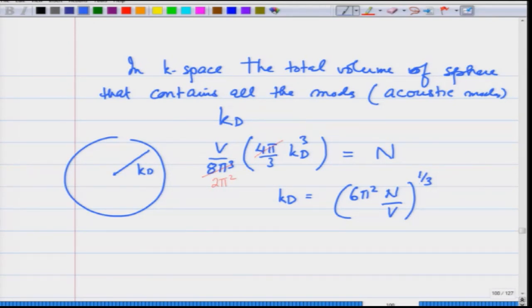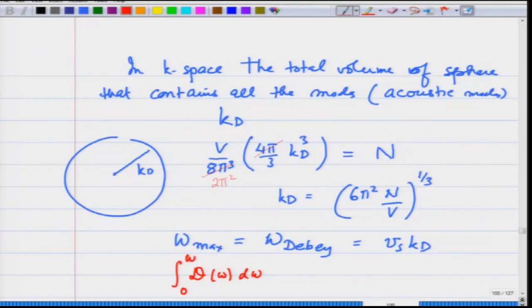And correspondingly, I would also have a omega maximum, which I will call omega Debye, that is what this d stands for, which will be equal to v s k d, up to which all the modes will be exhausted. If you look at it slightly differently, what I am going to have is integral d omega integrated from 0 to omega d should be equal to total number of modes, which will again give me, and I leave this calculation to you, that omega Debye is going to be v s times 6 pi square n over v raised to 1/3.